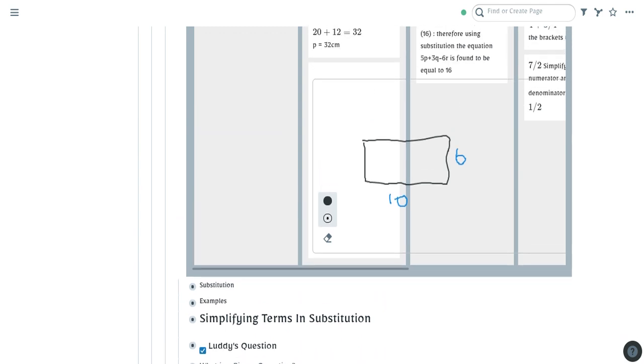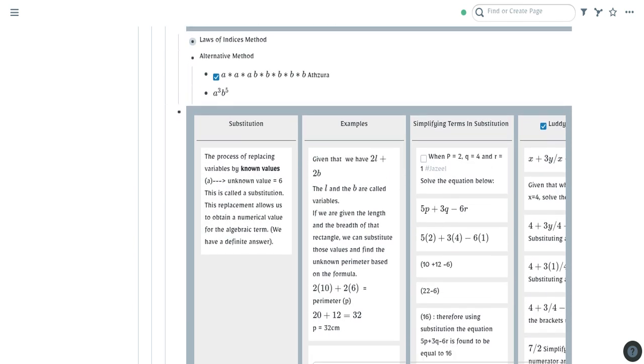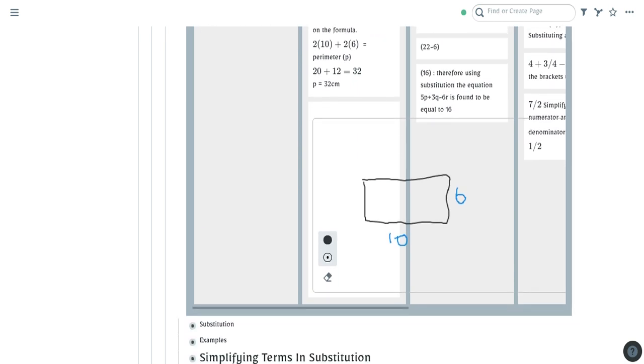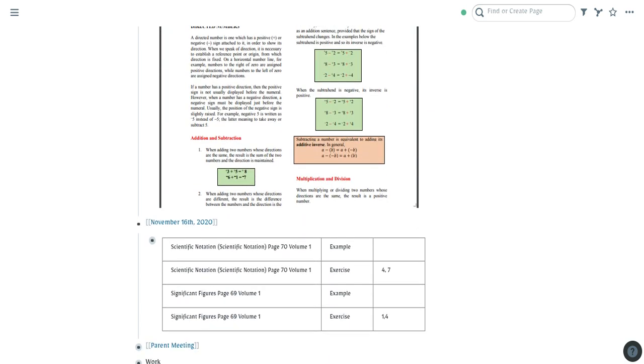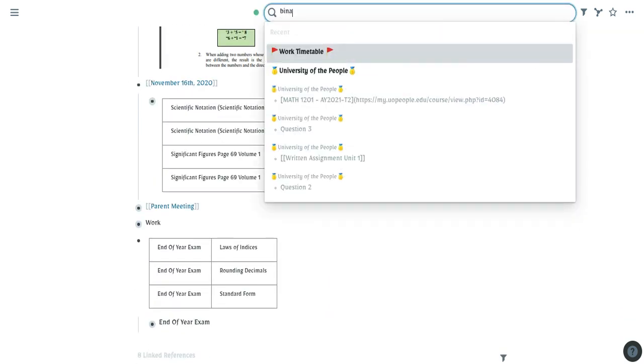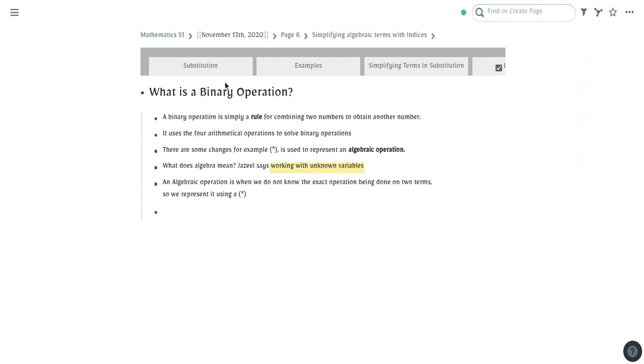Can you remind me what exactly a binary operation is? What comes to mind? We said that when you have a binary operation, you have an unknown operation that's happening between two terms. So we put an asterisk there. Let me go back on binary operations. Can you repeat?